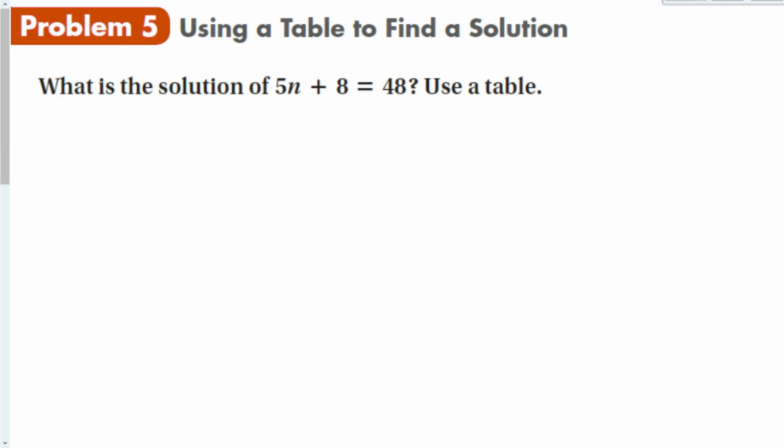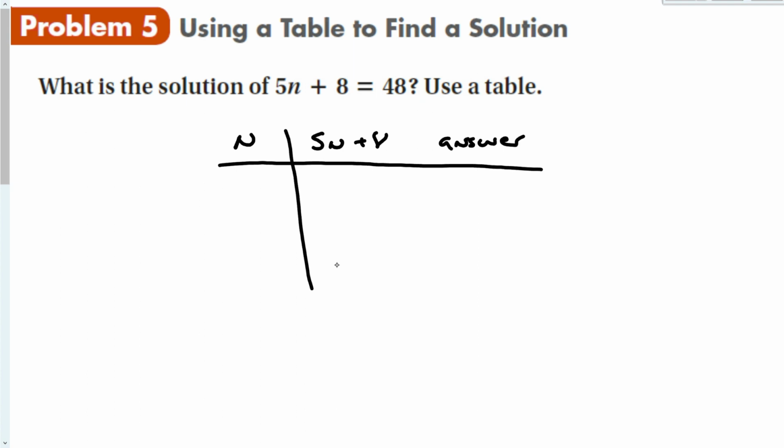So another way we can solve an equation without using an algebraic method is to make a table. So I'm trying to find the solution of 5n plus 8 is equal to 48. Okay. So we can start with guessing some value of n. I can then plug it into my equation, 5n plus 8, and then I would get my answer. This is not the most efficient method, but let's try it and see what happens.